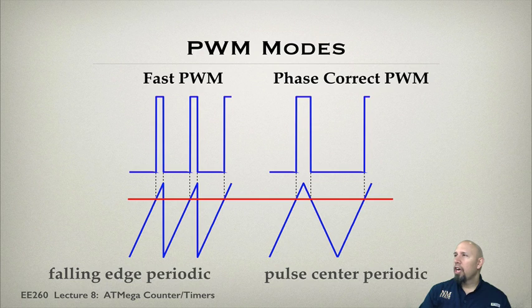Okay, we're going to talk about pulse width modulation, and there are two primary pulse width modulation modes. One is called fast pulse width modulation. The other is called phase correct pulse width modulation. In fast pulse width modulation, you have your counter that counts up and then it resets when it gets to the top, and then it counts up again and just continues.